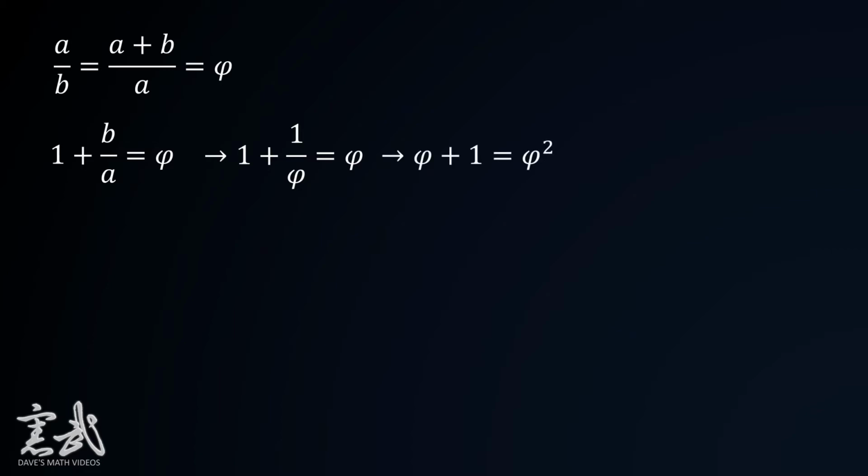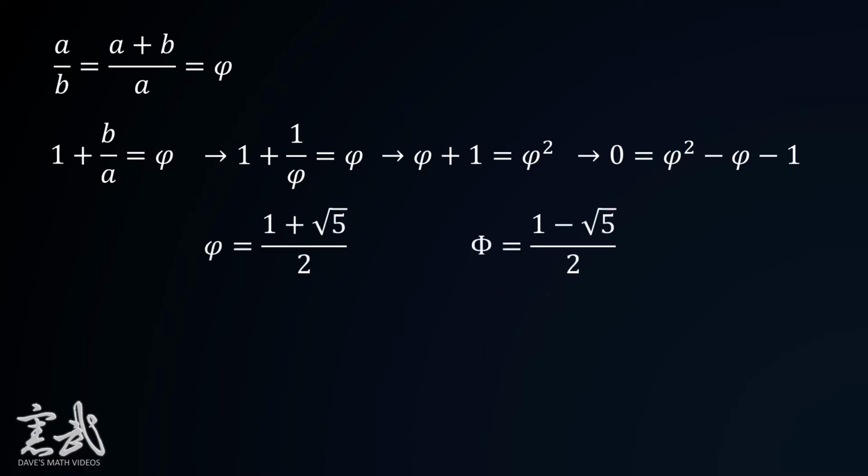Now, phi plus 1 is equal to phi squared, and rearranging gives us 0 equals phi squared minus phi minus 1. If we then apply the quadratic formula to this equation to find the solutions, we get phi is equal to 1 plus square root of 5 over 2, and we also get another solution, capital Phi, which is equal to 1 minus root 5 over 2.